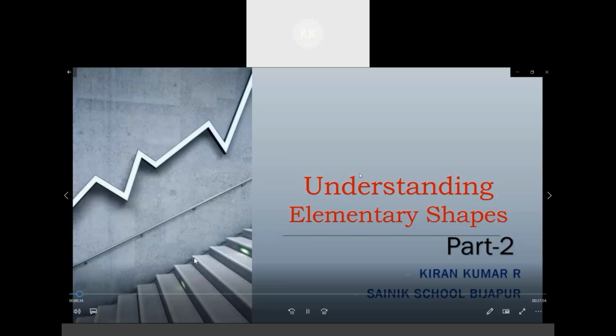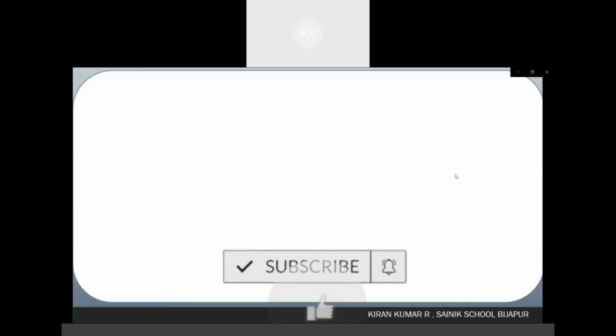Concepts related to triangles, polygons, and three-dimensional objects. To start with, let me consider triangles. First, we shall define triangles. A triangle is defined as a polygon with three sides. This is the polygon with the least number of sides.